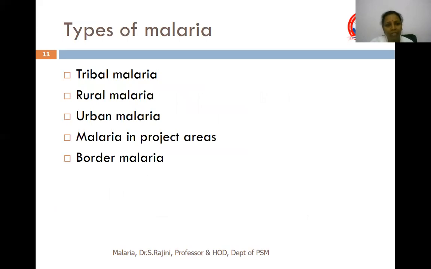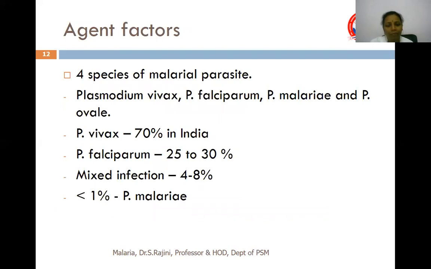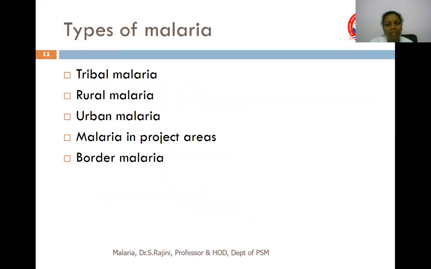So types of malaria: we have tribal malaria, rural malaria, urban malaria, malaria in project areas, and border malaria. So tribal malaria is in the hilly areas where tribal people live, rural in the rural areas, urban you all know, and malaria in project areas where the dams and other construction works are going on. And border malaria is in between the borders of 2 different states, where there will be construction and stagnation of water.